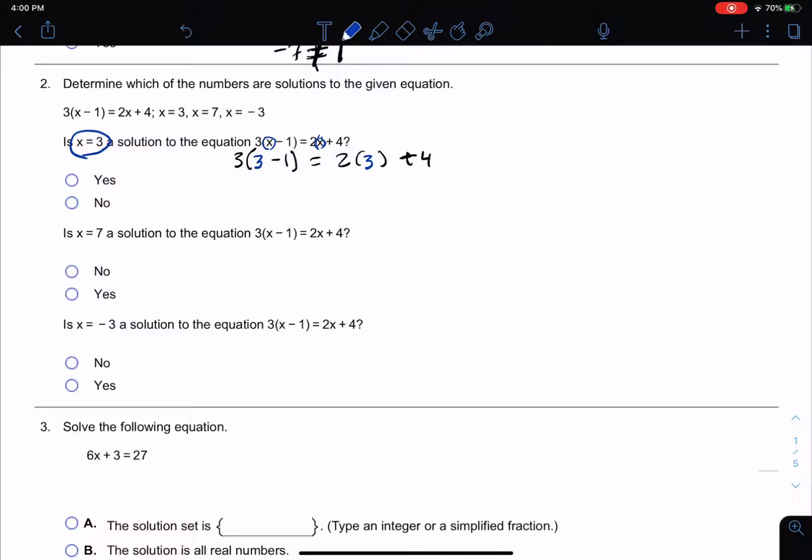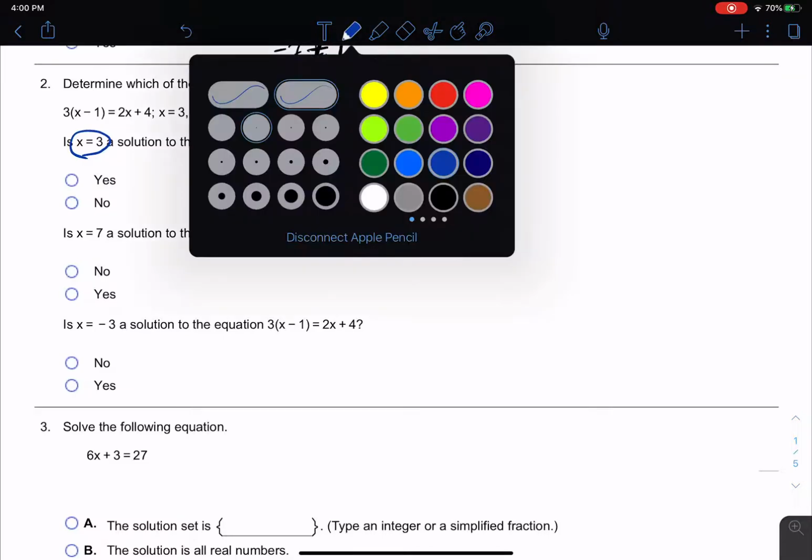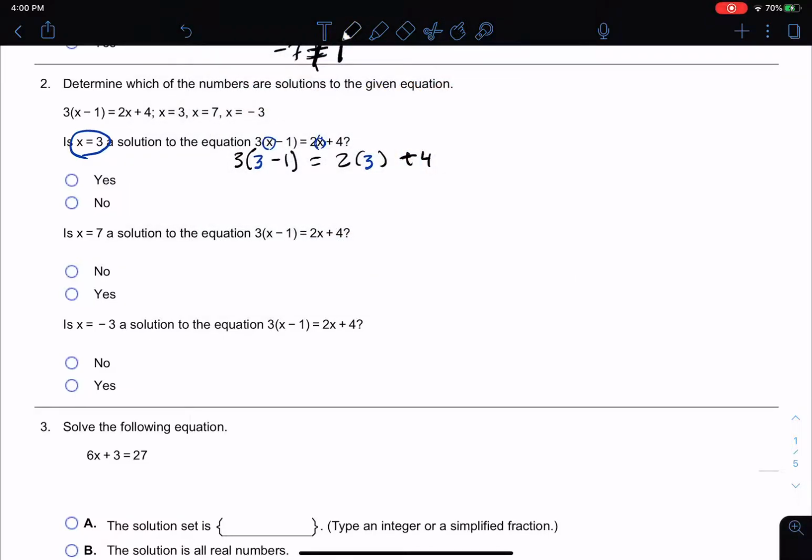Now, let's see what happens. When you have a parenthesis with a variable inside, you're going to use the distributive property, which you still can do here. But because 3 and 1 are like terms, you might as well just subtract them. 3 minus 1 is 2, and 3 times 2 is 6. Now on the right-hand side, I get 2 times 3 is 6, plus 4. That gives me 10. And this is not looking like a solution. So this is no.